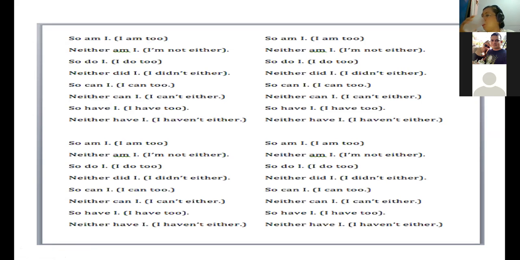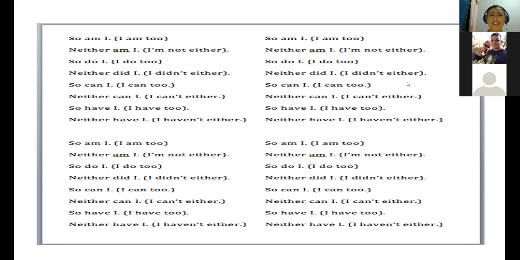Please, René, would you like to read this paragraph for us? Yes. So am I, or I am too. Neither am I, or I'm not either. So do I, or I do too. Neither did I, or I didn't either. So can I, or I can too. Neither can I, or I can't either. So have I, or I have too. Neither have I, or I haven't either. Excellent, thank you. Thank you very much.